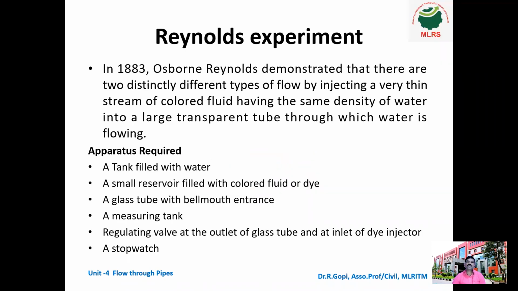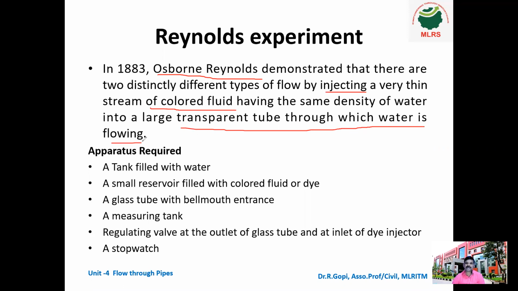So next we will go to the Reynolds experiment. In 1883, Osborne Reynolds, the scientist, demonstrated that there are two distinctly different types of flow by injecting a very thin stream of colored fluid having the same density as water into a large transparent tube through which water is flowing.